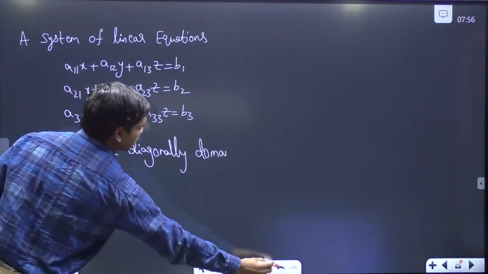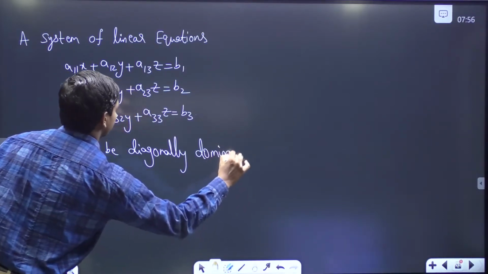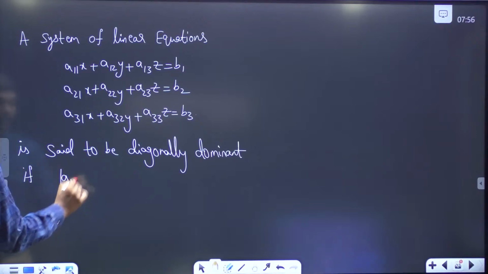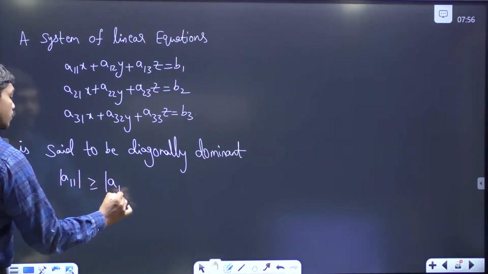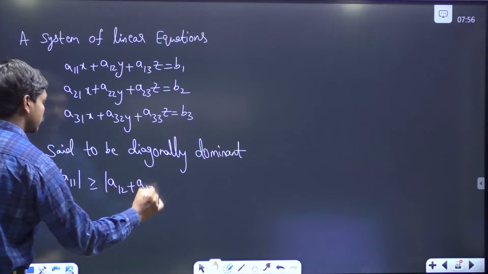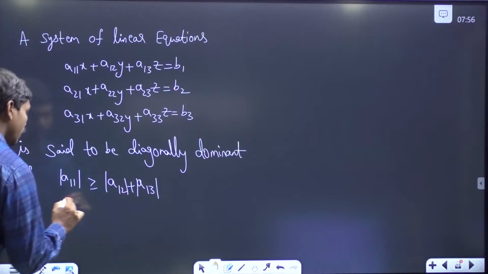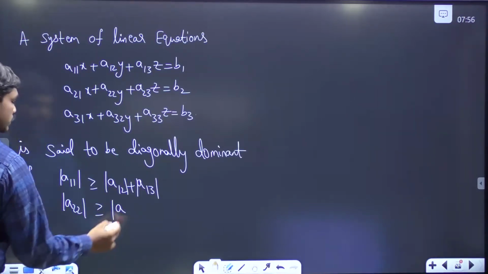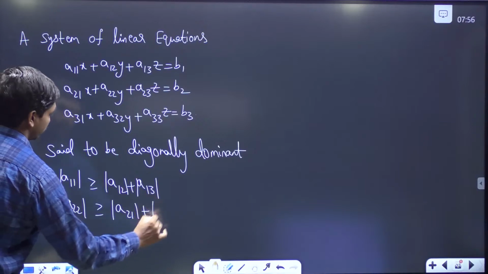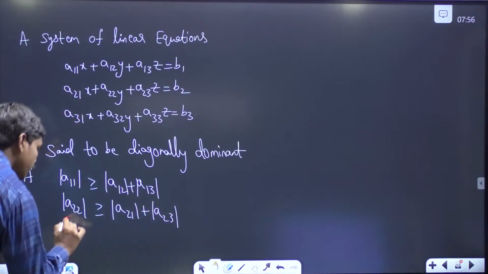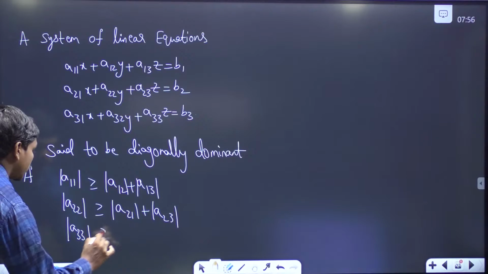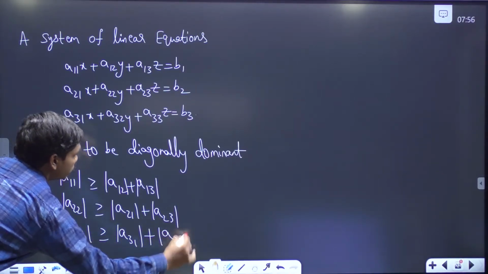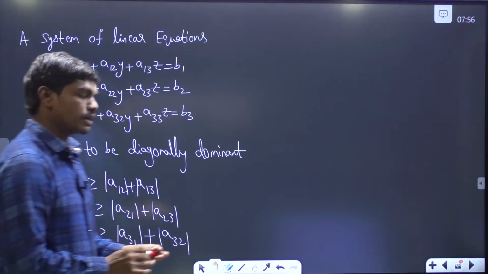A system is said to be diagonally dominant if modulus of a11 is greater than or equal to modulus of a12 plus a13, individual moduluses, and modulus of a22 is greater than or equal to modulus of a21 plus a23, and modulus of a33 is greater than or equal to modulus of a31 plus modulus of a32. By this time you might have understood what is diagonally dominant.